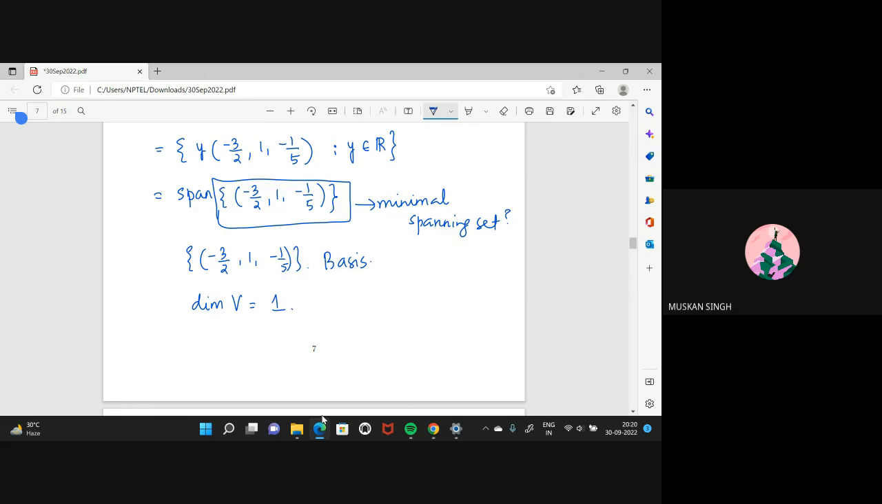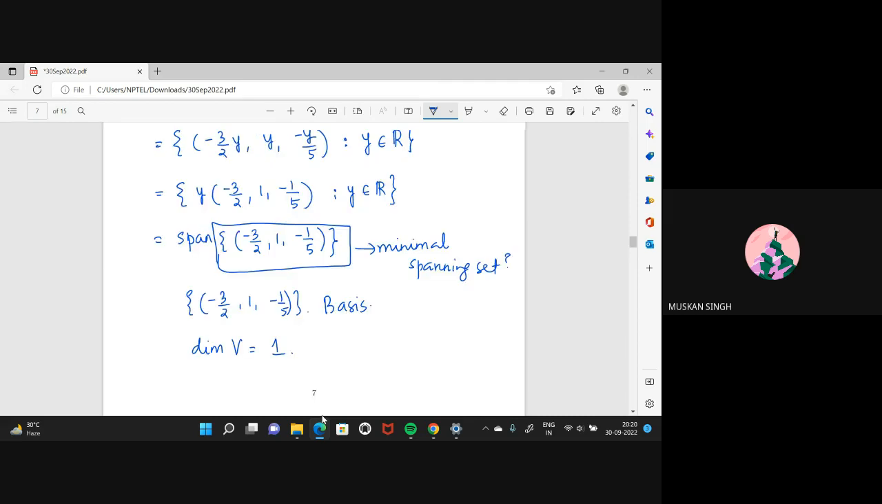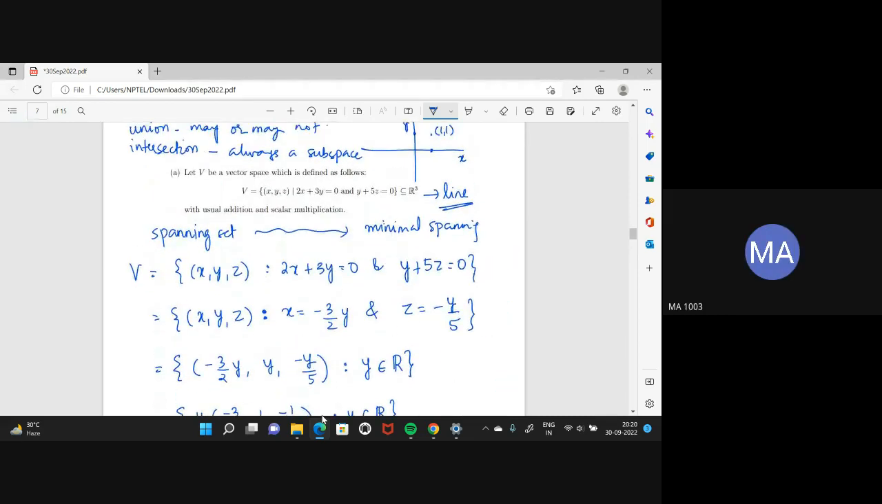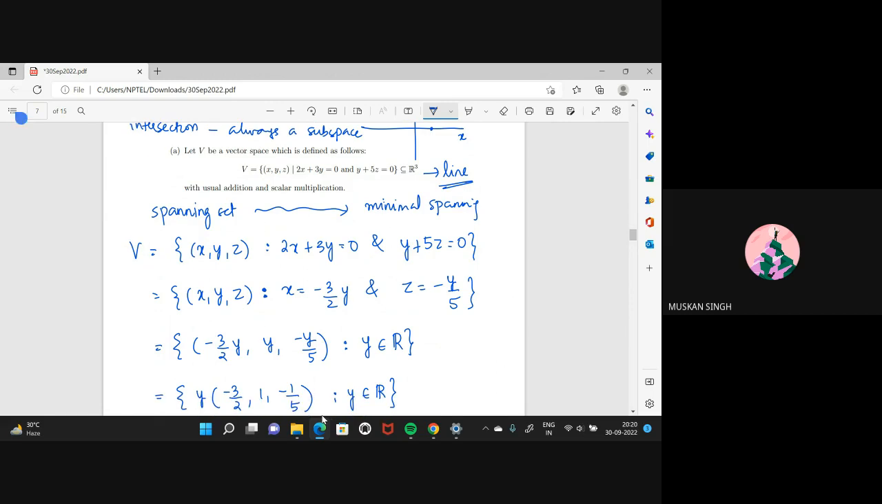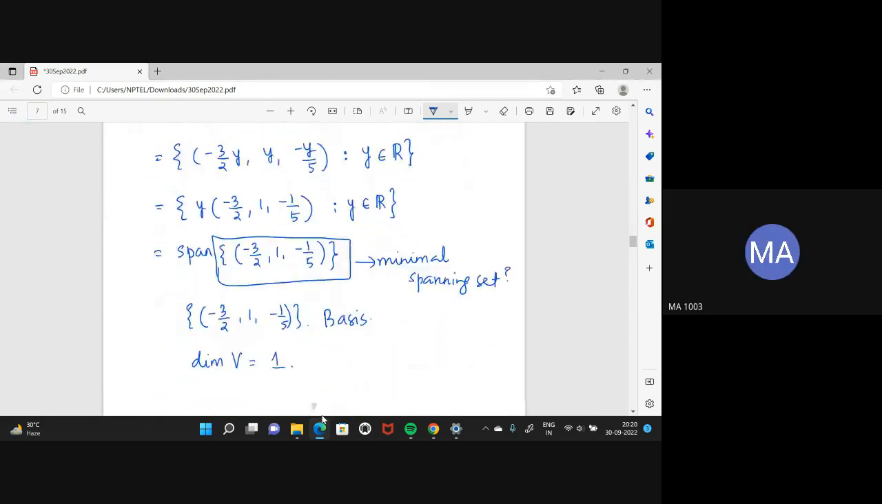It is the situation because we have two different conditions on the set. So, like 2x plus 3y equals 0 and y plus 5z equals 0. These are the two conditions. That's why we got one element in the minimal spanning set. Okay, fine. Am I right?